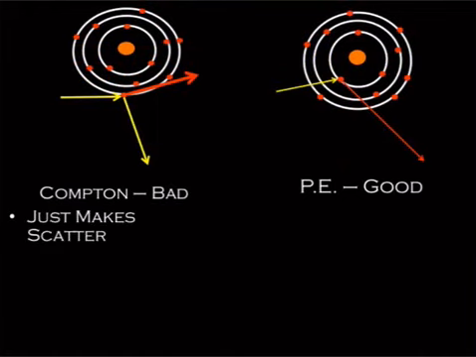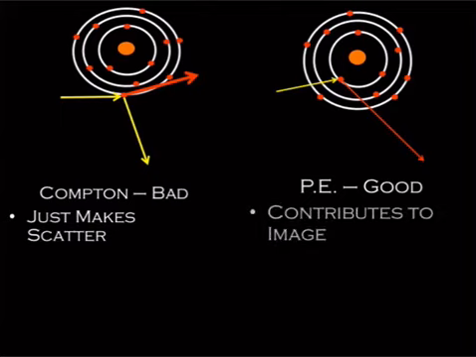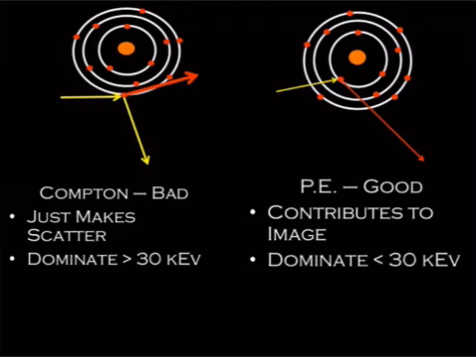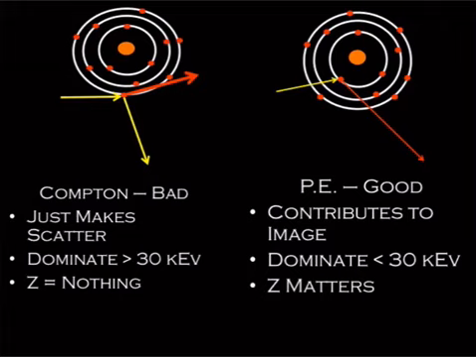So let's compare and contrast here. Compton is bad. It's like a drive-by. It just makes scatter, and this drive-by, of course, is hitting that outer shell electron. The photoelectric effect contributes to the image. Compton dominates at the higher energies versus the lower energies. It doesn't care about the Z, right? It's not following the rules, doesn't care about the Z.